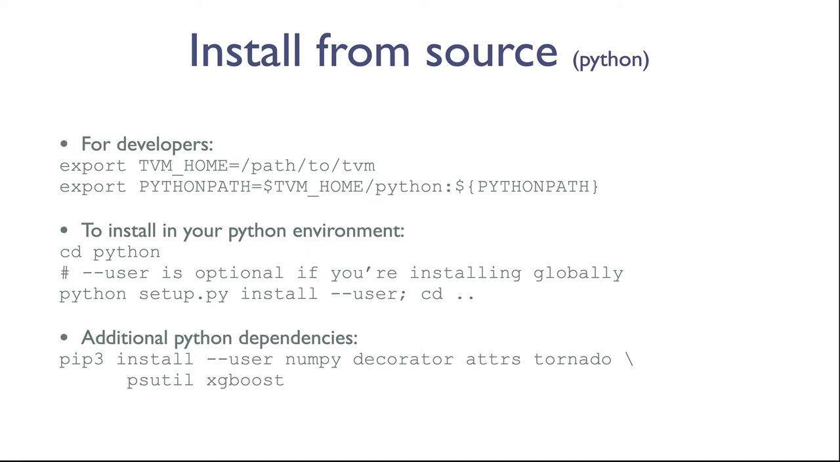If you want to install it to your Python environment, you can change into the Python directory and then do python setup.py install with the optional user flag if you only want to install it into the user space. You can omit the user flag if you want to install it globally. And then you'll want to install the additional Python dependencies. These include NumPy, Decorator, Attrs, Tornado, PSUtil, and XGBoost.